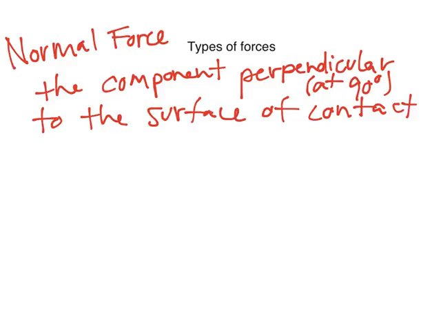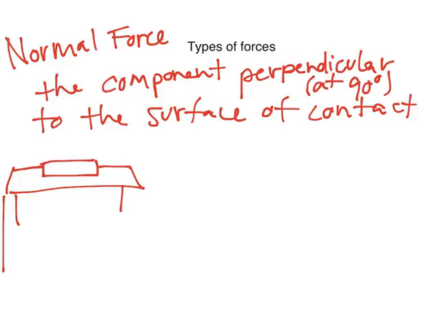So what we mean by that is, here's a book, here's the table. So we have a book on a table. Your table would be the surface of contact. Our table is flat, so that force would go straight up, equal and opposite to gravity. So your normal force is exactly opposite your gravity.